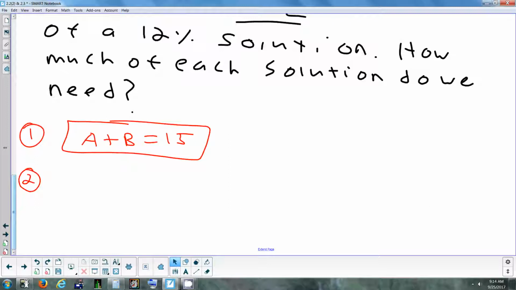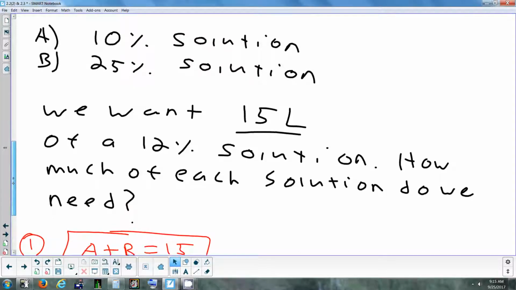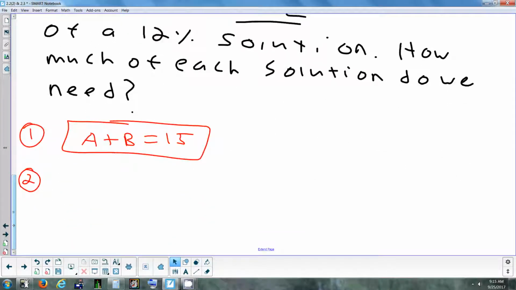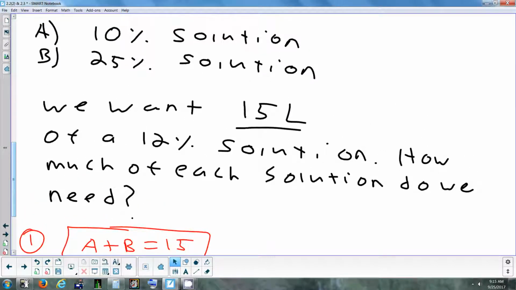And now the second equation is concentration times amount plus concentration times amount equals final concentration times final amount. So J-N, what's our concentration of solution A? 10%. In a decimal? 0.1. And how much of that solution are we using? A. Concentration times amount plus, Sam, what's our concentration of the other solution?